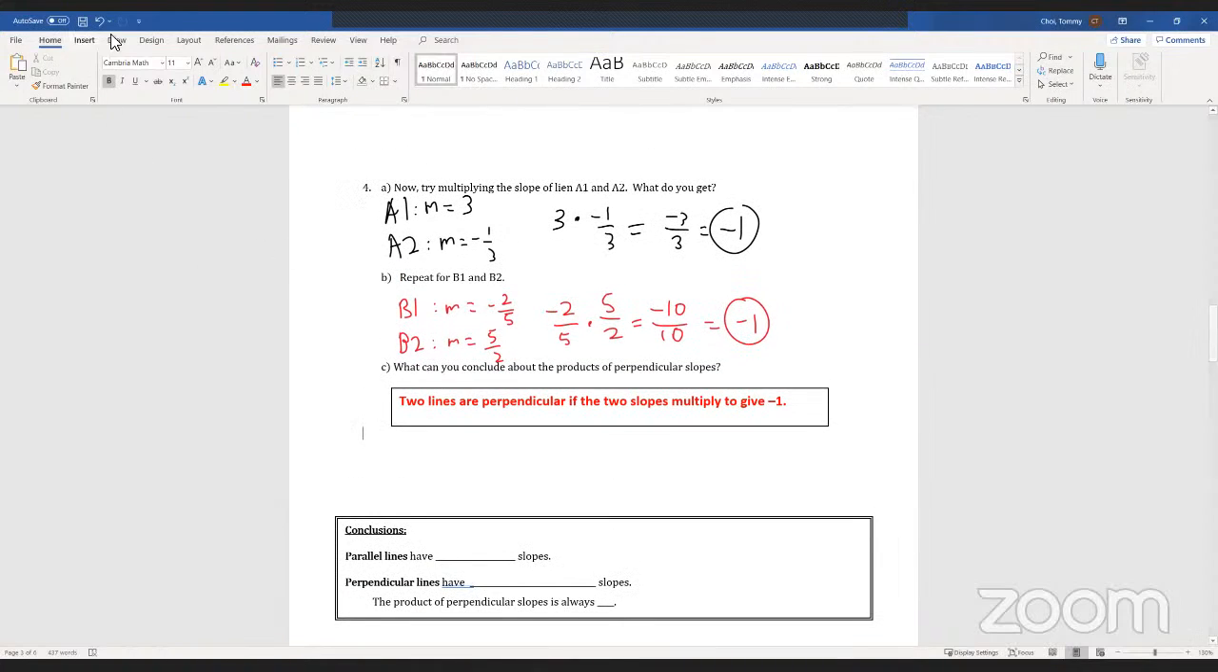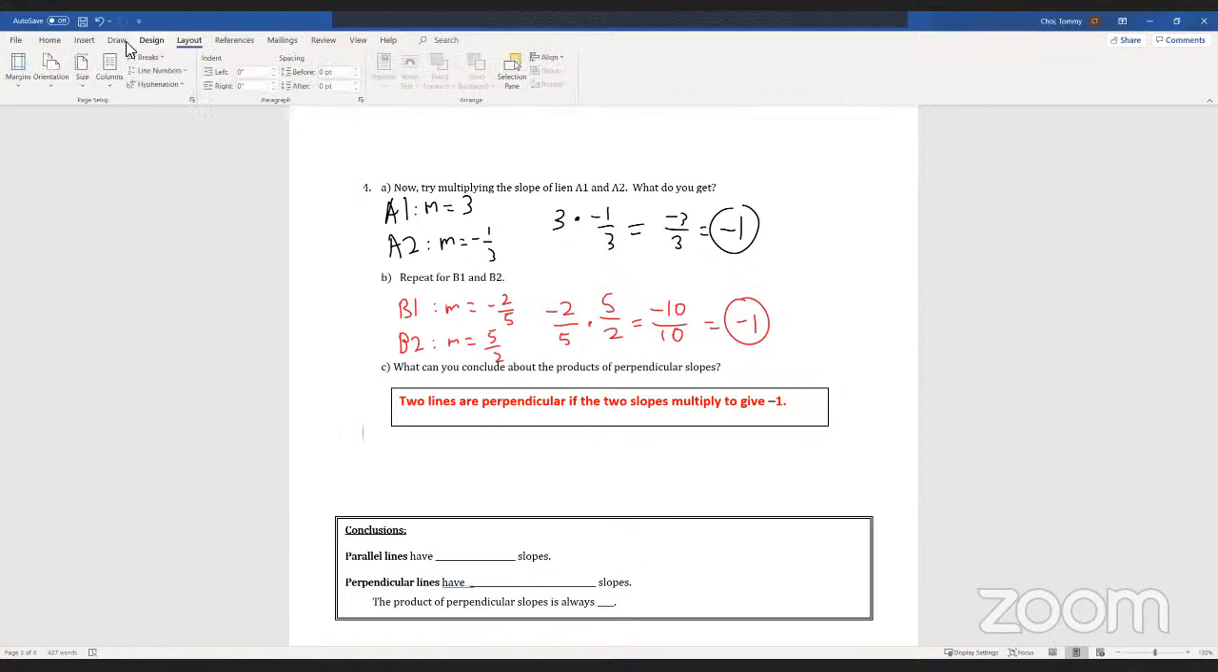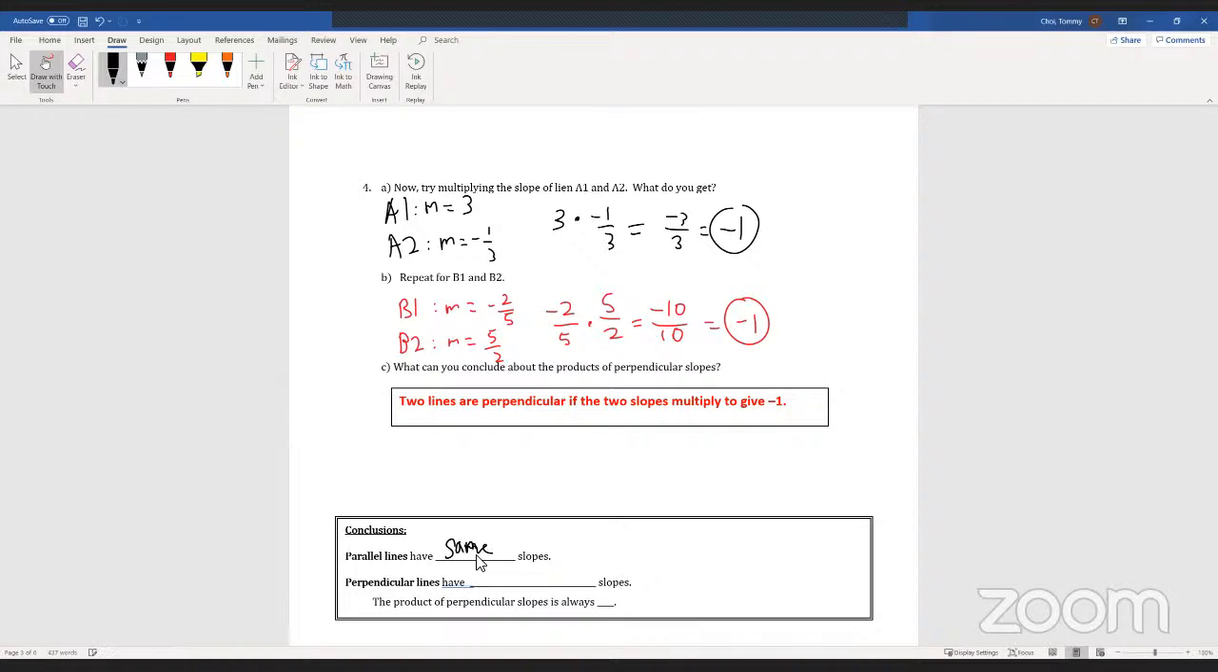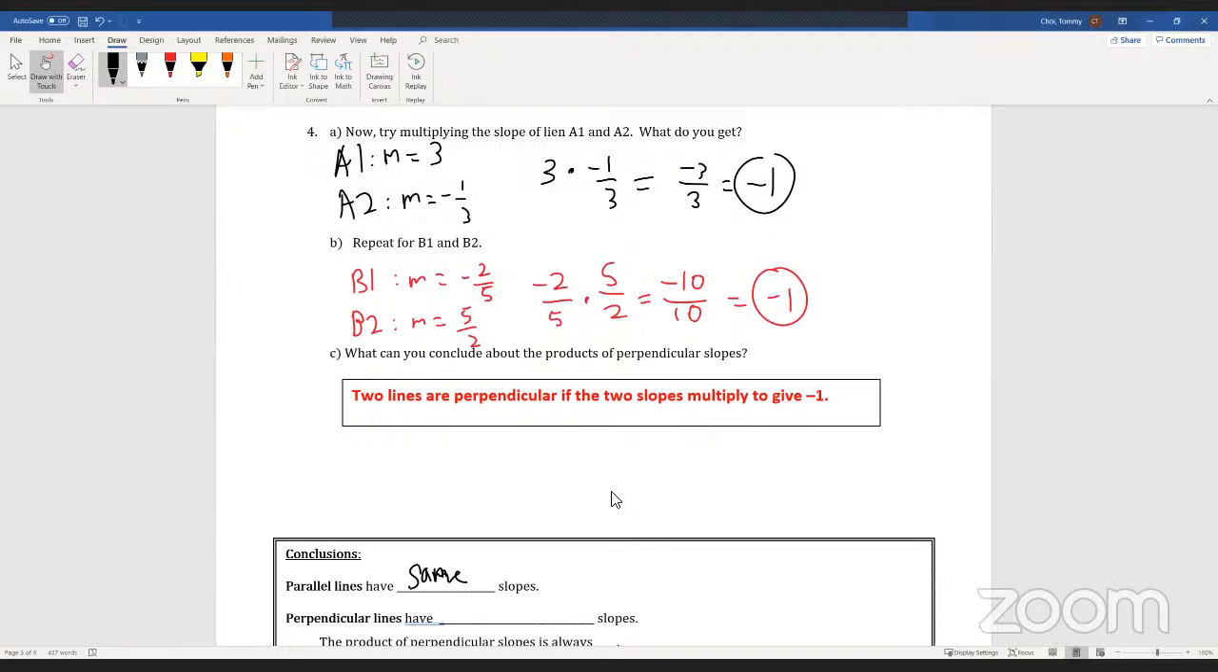Parallel lines have the same slopes. That's for sure. We know that they have the same slope. Perpendicular lines have reciprocal slopes. And this is a special word that says the fraction is flipped. Sorry, I'm going to rewrite that. Negative reciprocal slopes.